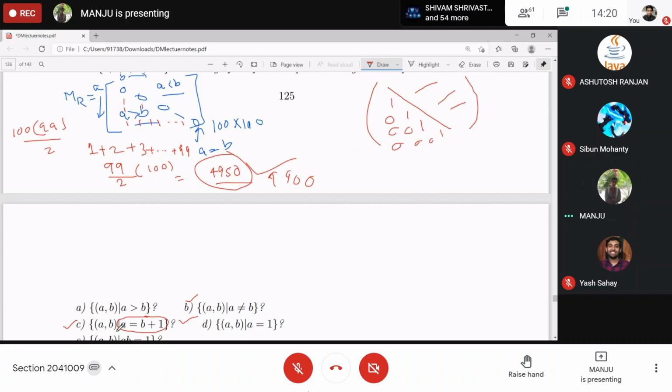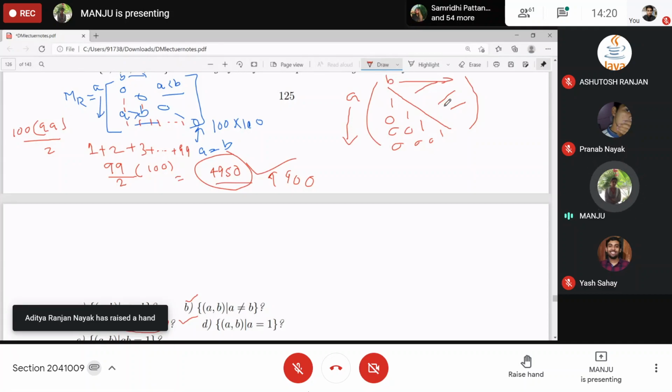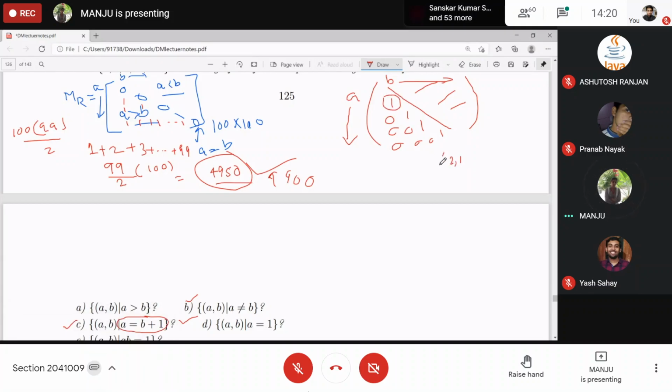Please tell again, A is equal to B plus 1, right? So here A is running along rows, or I, and corresponding to columns we have B. At diagonal we have A equal to B. Just below the main diagonal, we have A is 1 greater than B. Above the main diagonal we have A is 1 less than B. Means to say, corresponding to this entry we have 2 is related to 1.